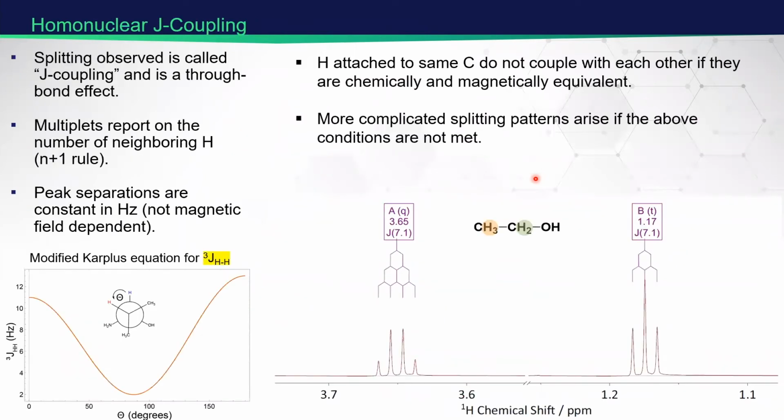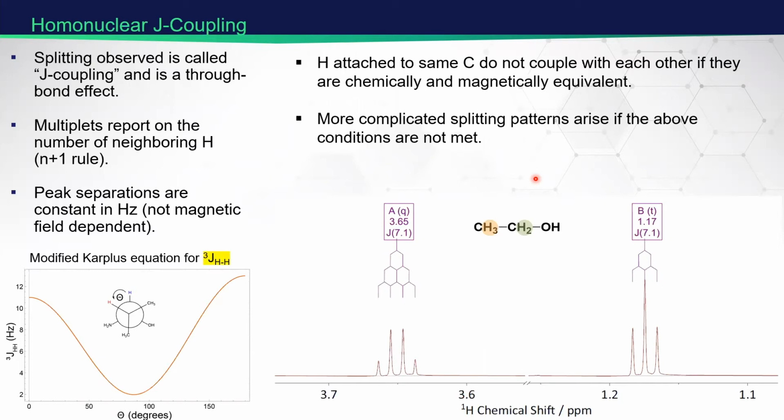So that splitting we saw is called J coupling, and it's basically proton-proton coupling, the coupling we're seeing here between protons, transmitted through bonds. I'll spare the details on the origins of that, but these splittings also report on the number of neighboring protons by the N+1 rule. And the peak separations, this coupling in Hertz, is not magnetic field dependent. And so as we move to different fields, this will remain a constant.